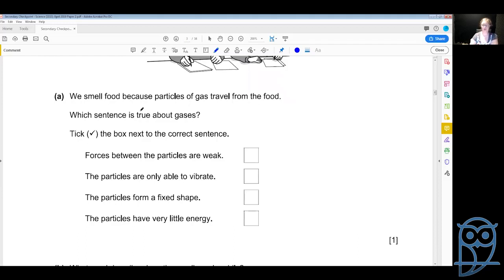So A, we smell food because particles of gas travel from the food. Which sentence is true about gases? So tick the box next to the correct sentence. So it's about gases. Forces between the particles are weak. That could be true, yeah. The particles are only able to vibrate. That's not true. This is solids. In solids, the particles are only able to vibrate. The particles form a fixed shape. That's also solids. The particles have very little energy. Not really true. So our correct one here is forces between the particles are weak.